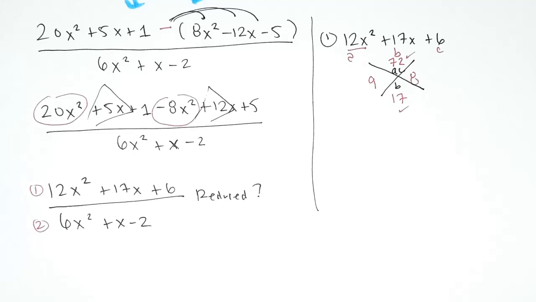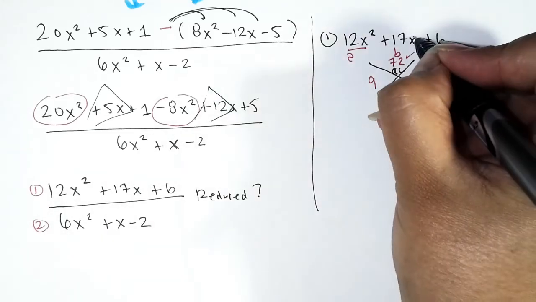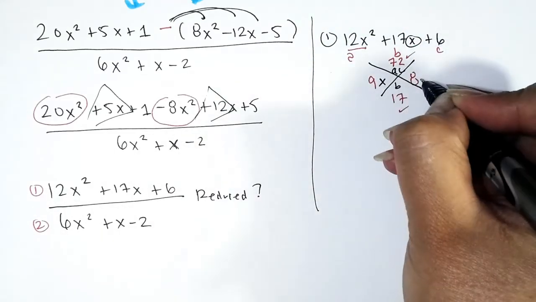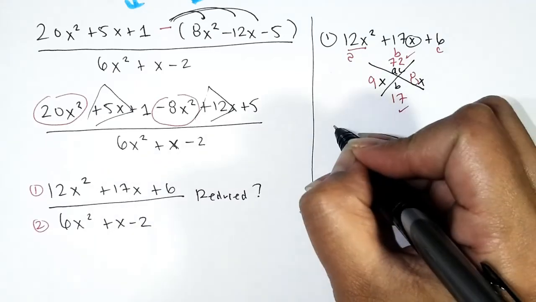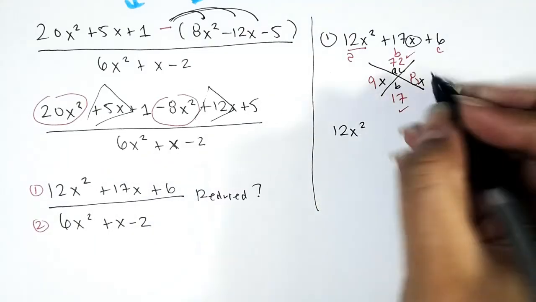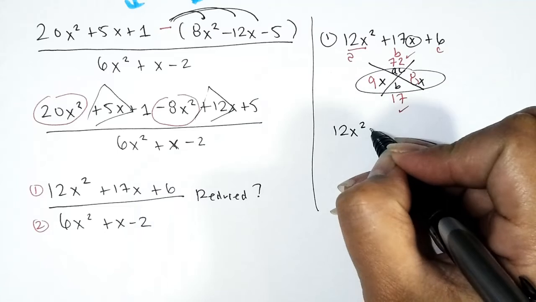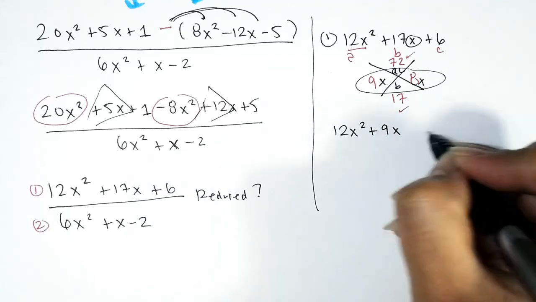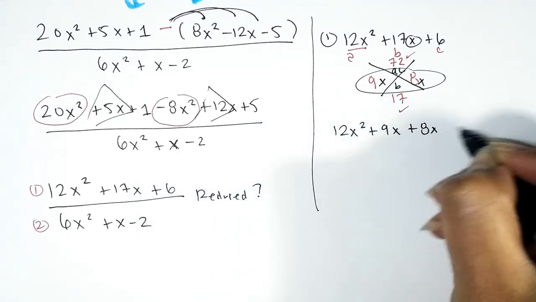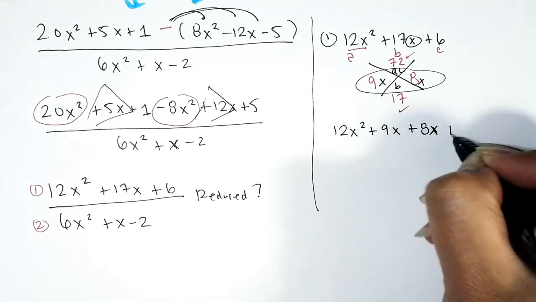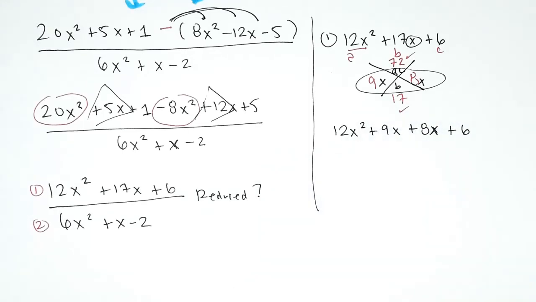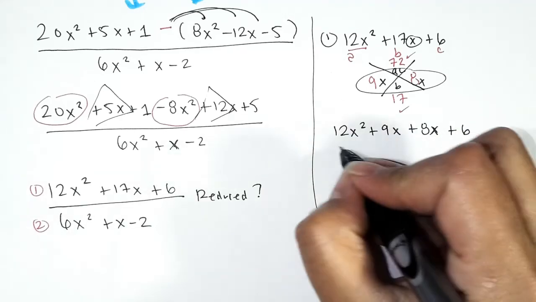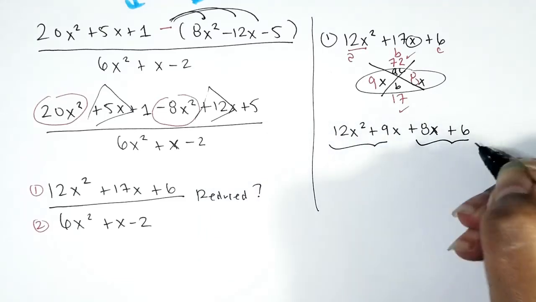Okay, so we are going to split the middle term by replacing it with 9x and 8x. So that will give us 12x squared, 9x is positive, so we're going to put plus 9x, 8x is also positive, so plus 8x, and then we bring down that plus 6. Now that we successfully split the middle term into two terms, let's go ahead and factor by grouping. So we'll group the first two, group the last two.